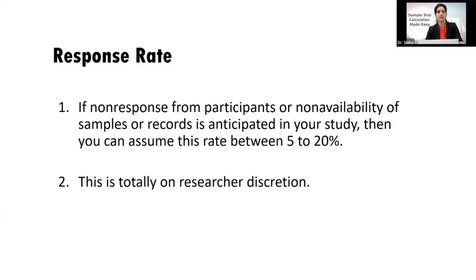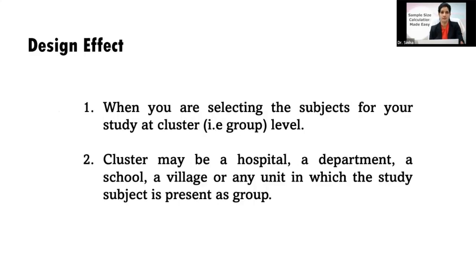Now, the second adjustment which we do is for the response rate. The response rate is basically something the researcher has to fix. It can vary from 5% to 20%. If you expect that participants will deny or be unavailable, or that the records are incomplete or have some missing records, then you can take 5 to 20% non-response in your study. So it is basically at the researcher's discretion what response rate you want to take in your study.